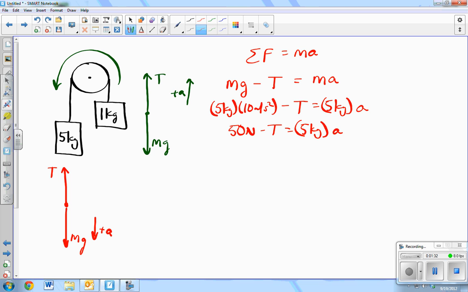Whatever you like to do. If you want to do negative tension plus gravity, that's fine. When we get down to here, we have 2 unknown values.